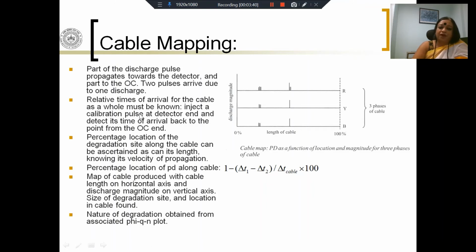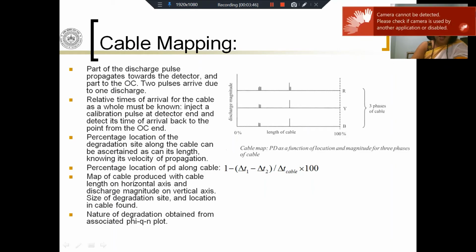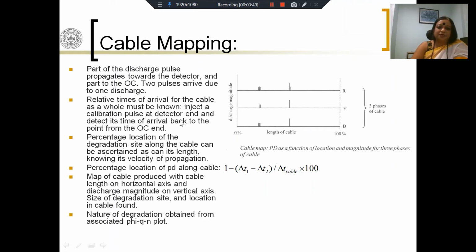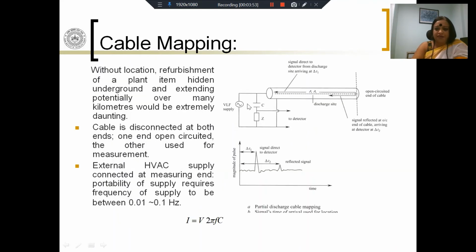So for that, what we have to do is first use a calibration pulse. We inject a calibration pulse at the detector end and detect its time of arrival back at the point from the OC end. So in this case, you will not have a discharging site. You will have a single signal, and you know the position of the signal. The position of the signal is at the detector end. So you will obtain only one signal back. You will detect only a single signal due to this calibration pulse.